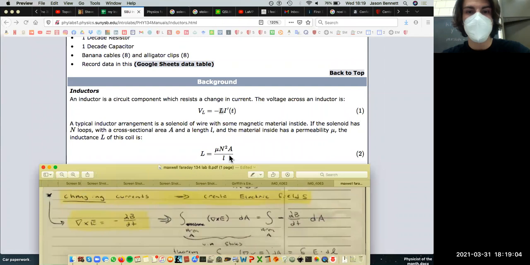And the derivation of this comes from the geometry. So you can think about the geometry of the particular solenoid to determine what that constant L is, which relates the two formulations of the magnetic field.